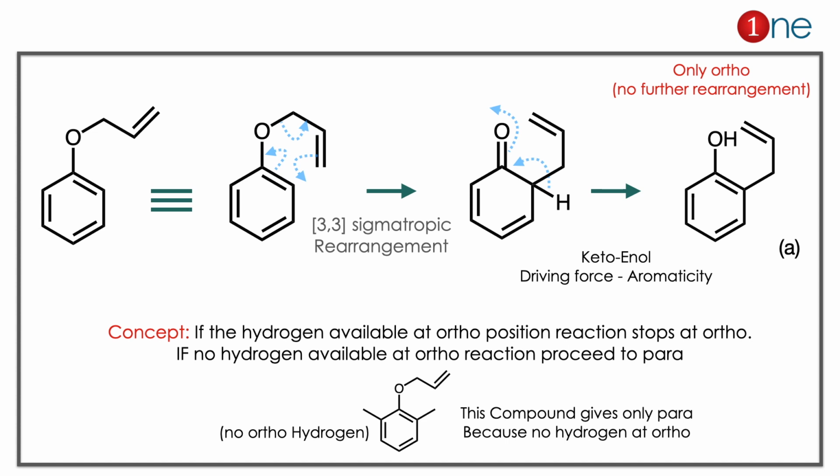Here, why is the para product not possible? Since the hydrogen is available there, the reaction ends with a stable product. Suppose you don't have an ortho hydrogen, as given here where both are methyl substituted. No ortho hydrogen means it proceeds to para. So the concept you have to learn is that the 3,3 sigmatropic rearrangement stops when a stable structure forms. If there is no hydrogen here, it will go to para. Here, only ortho.